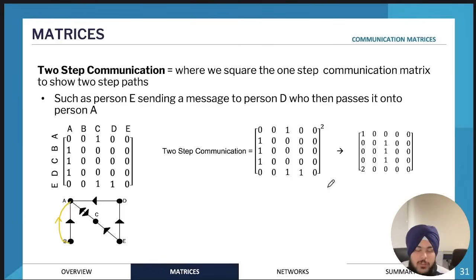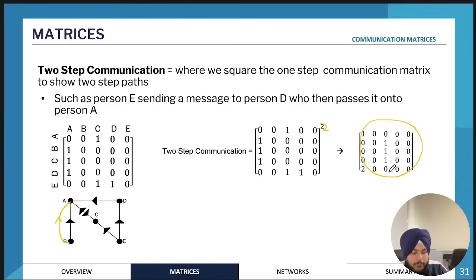So the way that you find the two-step communication matrix is by putting the one-step communication matrix to the power of 2. So you square the initial communication matrix, and you will do this on your calculator to find the two-step communication matrix.